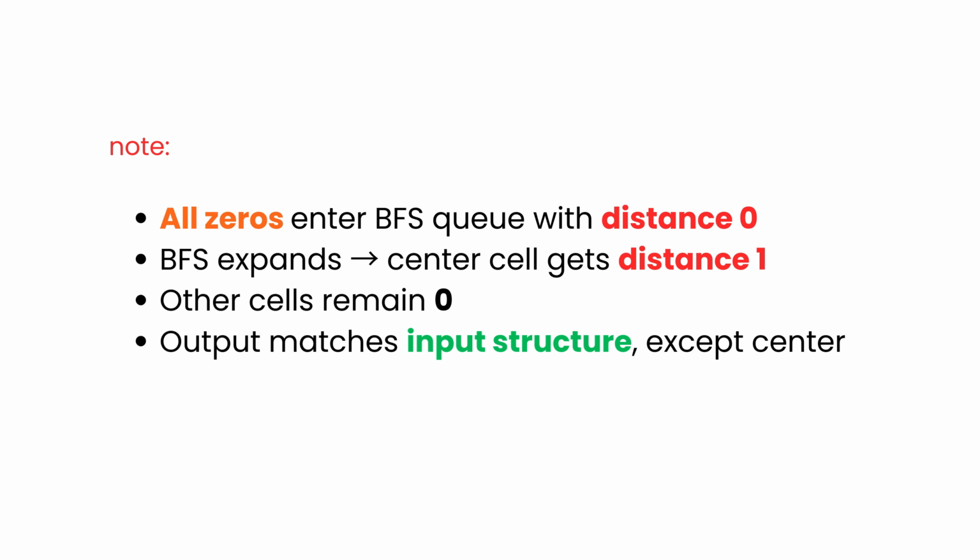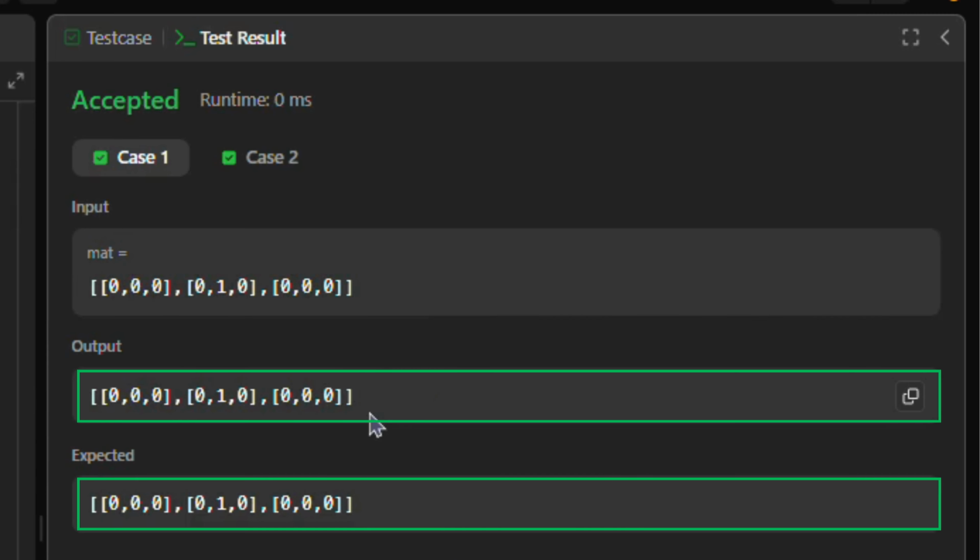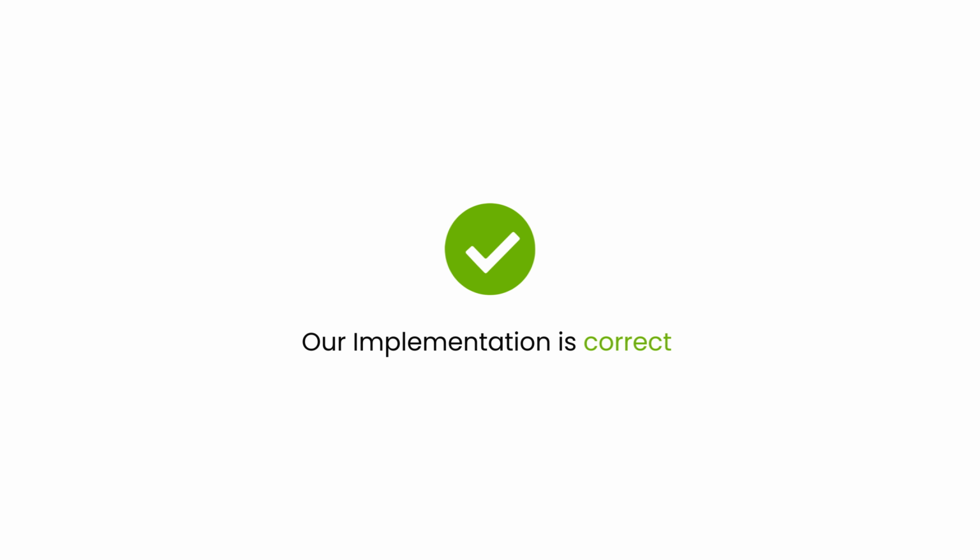The output matches the structure of the input except for the center. This matches the expected result because every zero is distance 0, and the center one is correctly distance 1. So our solution checks out. The result matches the expected behavior, and the algorithm handles this test case correctly.